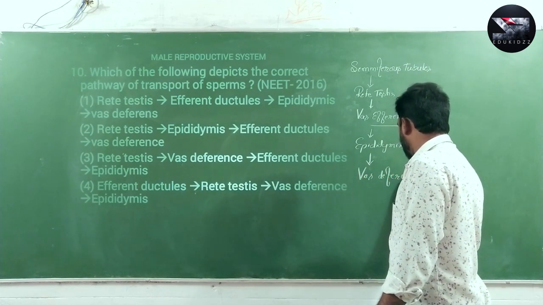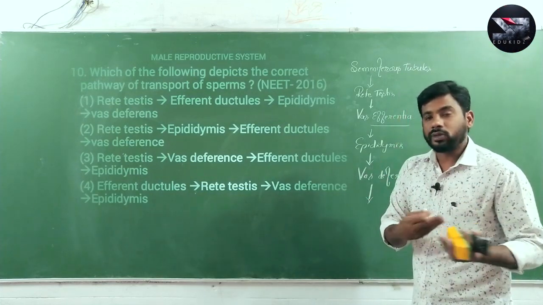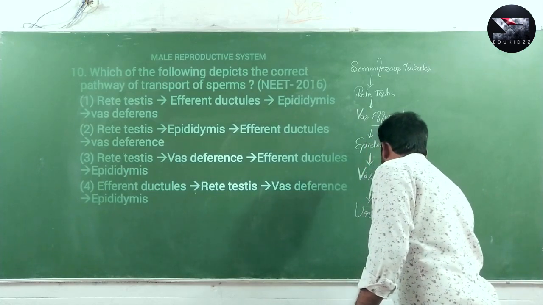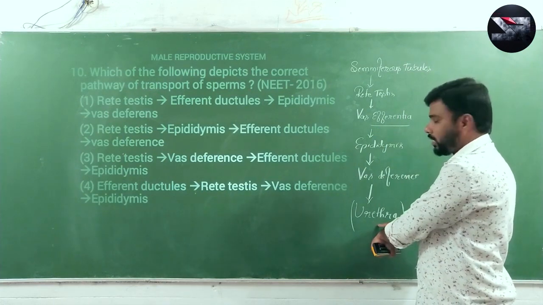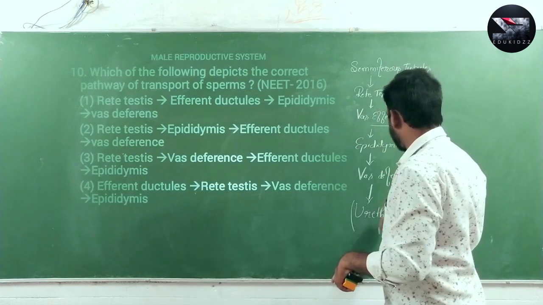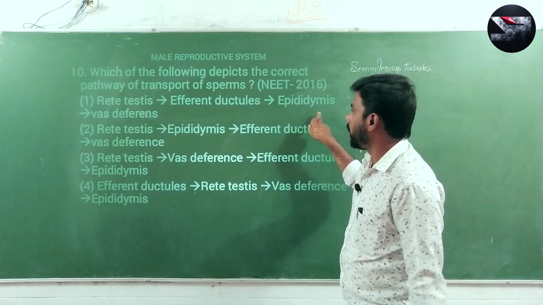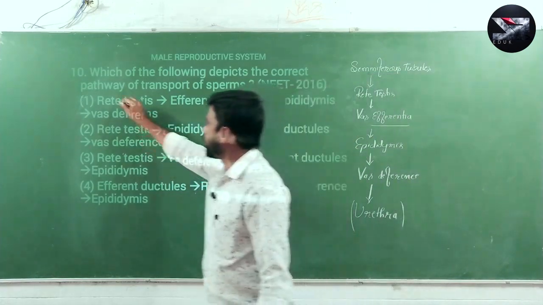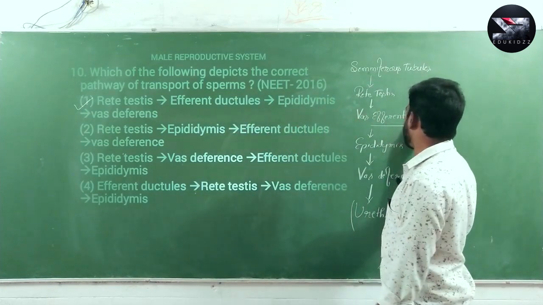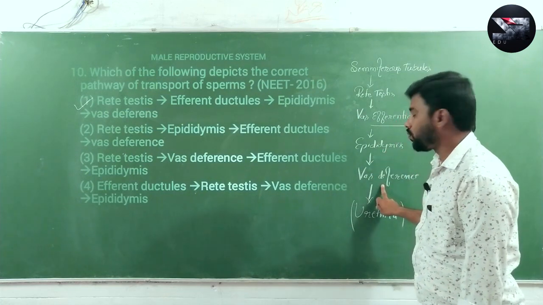From the epididymis, sperms finally enter into the vas deferens, or it is also called the ductus deferens. From the vas deferens, sperms enter into the urinogenital duct, which is simply called the urethra. Here the urethra is a common passage for both semen and urine. So this is actually the pathway. So let us take the option: rete testis, efferent ductule, epididymis, vas deferens. Yes, this option is the right answer. From the rete testis, it leads to the efferent ductules. Vasa efferentia itself is called efferent ductules, and from here to epididymis, epididymis to vas deferens.